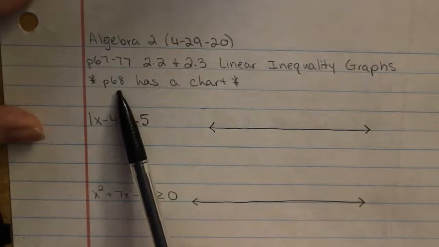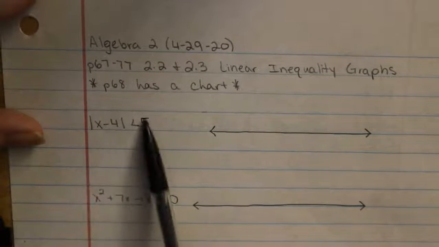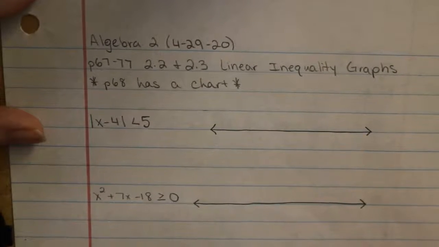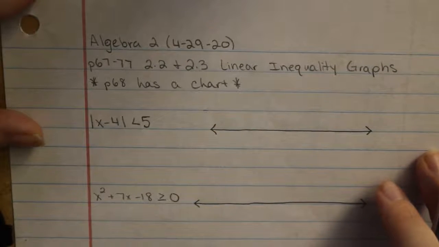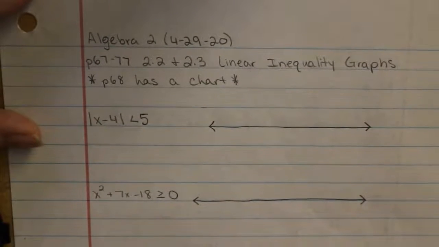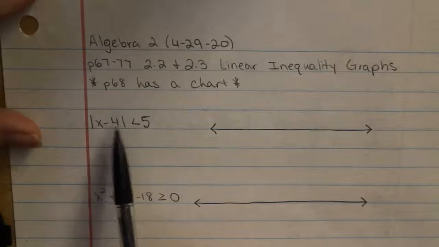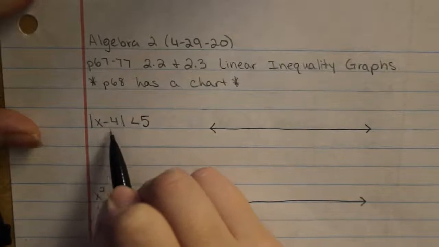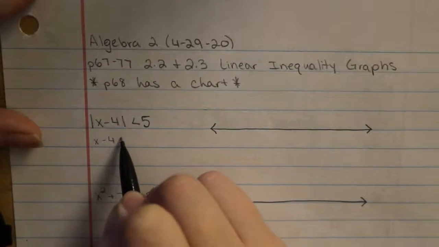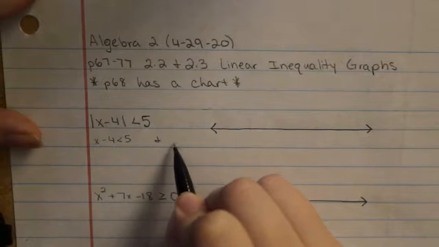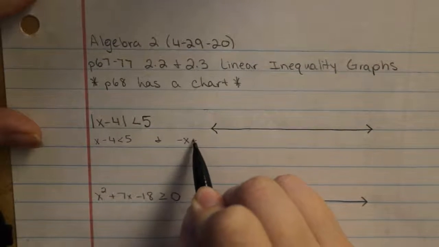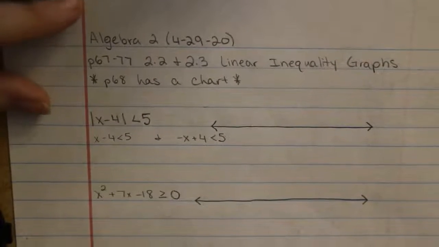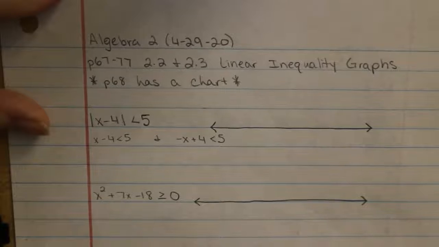Now there's a chart on page 68 that explains what some of these graphs are going to look like, but I decided to pick two of the harder types of graphs that will be on your test that you need to know. The first one I picked is an absolute value one. What an absolute value one means is I have to do two equations here. So I have to do x minus 4 is less than 5, and I have to do negative x plus 4 is less than 5. So I have two different problems here that I have to solve for.